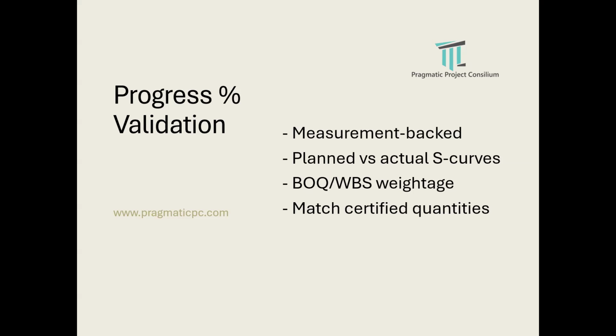So planned versus actual S-curve. This is the most important graph in any monthly progress report and anybody will like to see it. So the S-curve gives the entire picture of whether the project is in positive progress or not. So BOQ or WBS-based weightages. So all the certified quantities have to be verified by each department.